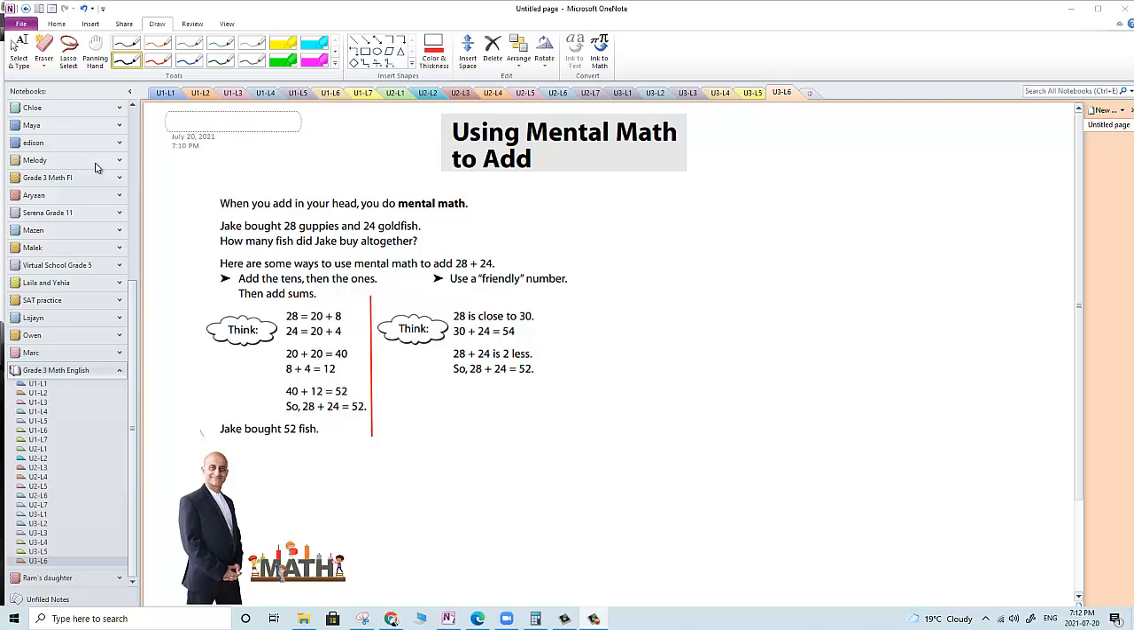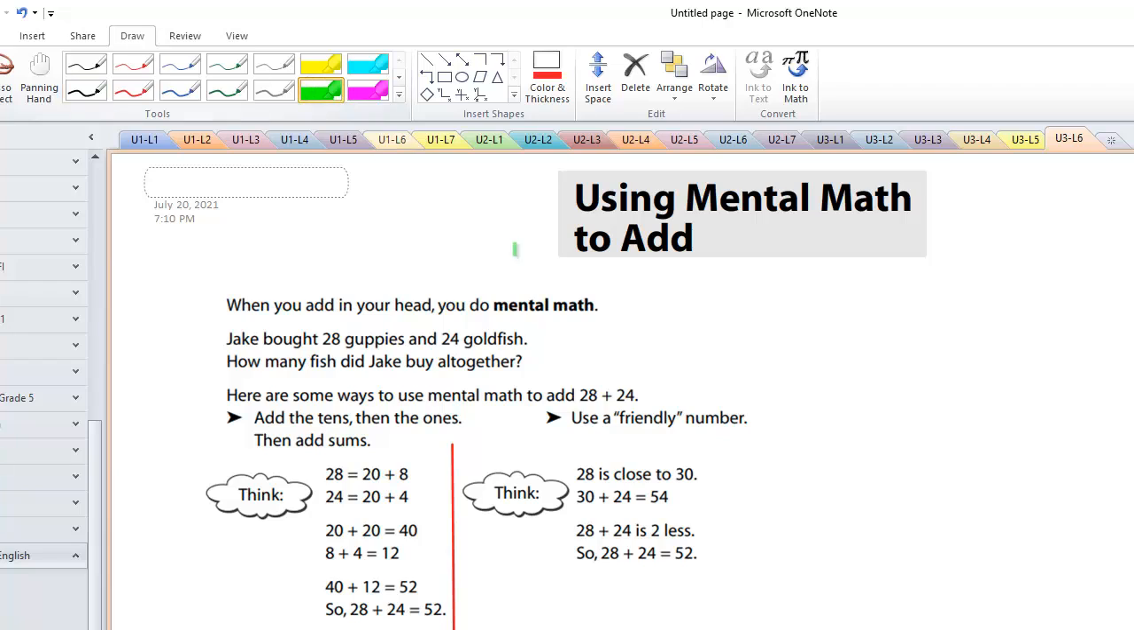Good morning, students. Today we are going to take a lesson on how we can use mental math to add. Someone will tell me what the meaning of mental math is. We are saying when you add in your head, you do mental math. So adding in your head is the same thing as mental math, which means you don't need paper and pencil. You can add it in your head.